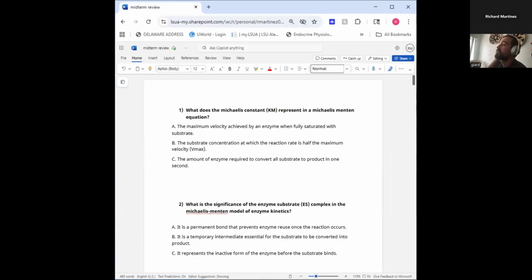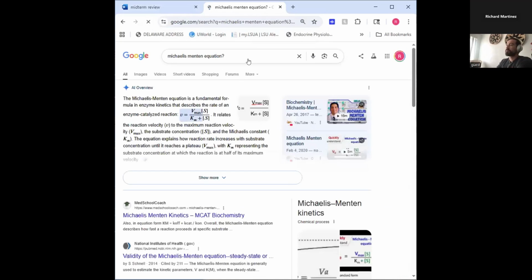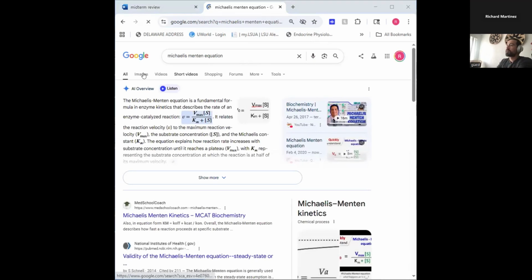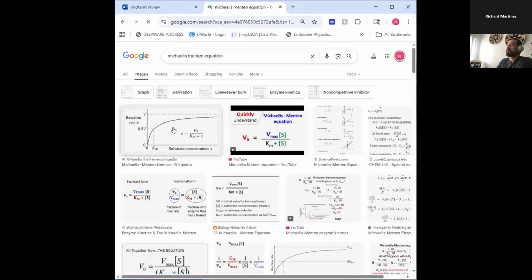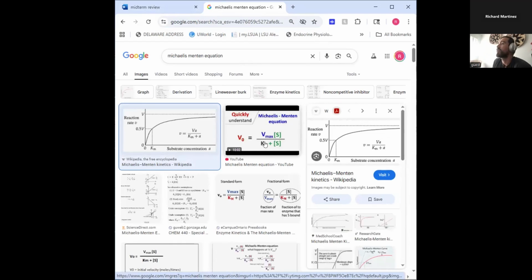Okay, so the first question says, what does the Michaelis constant Km represent in the Michaelis-Menten equation? So let's pull this up real quick. Let's take a look at the equation right here: Vmax times substrate over Km plus substrate. This is what we're looking at for the Michaelis-Menten equation.